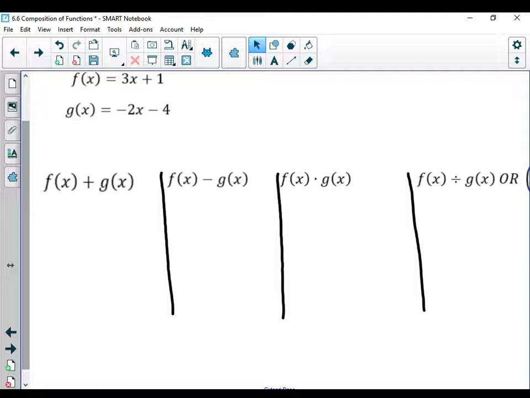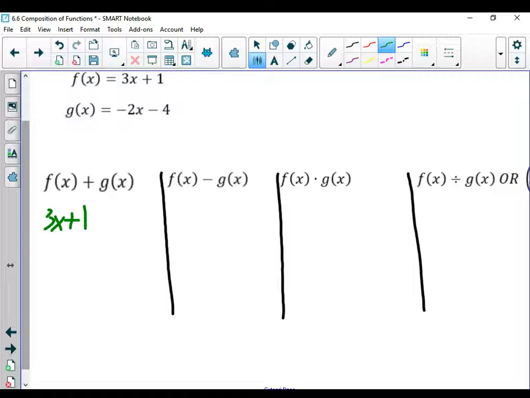Do you have a volunteer that wants to come and put up the addition problem? Okay. What color do you want? Green. Remember, you can't put your hand on the board. Who wants to do subtraction? Okay. What color do you want?